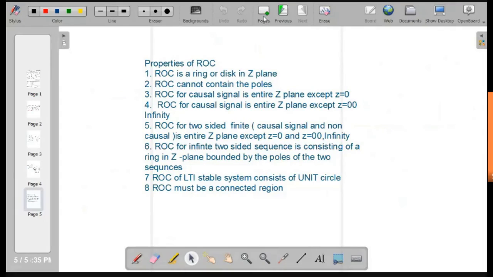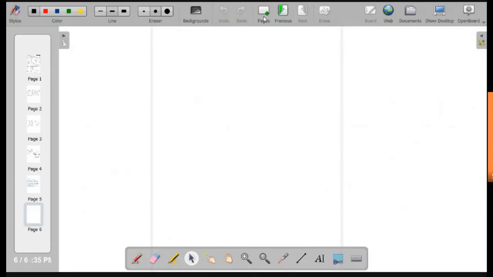One more thing we missed is understanding the stability of the system with the help of ROC. What do you mean by stability? What is the relation between the stability? I will use this typer also, it becomes easier for me.